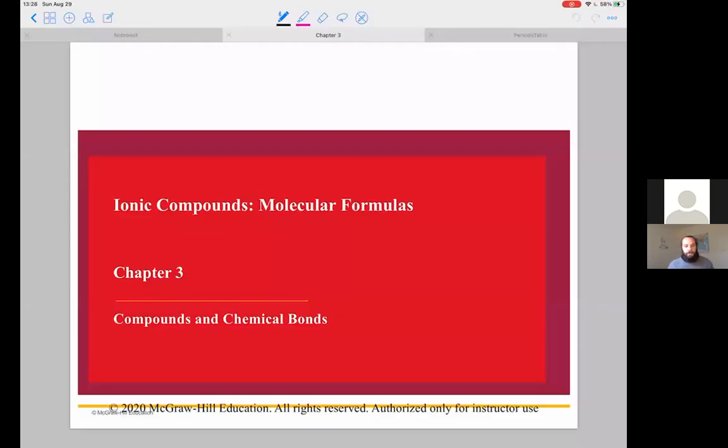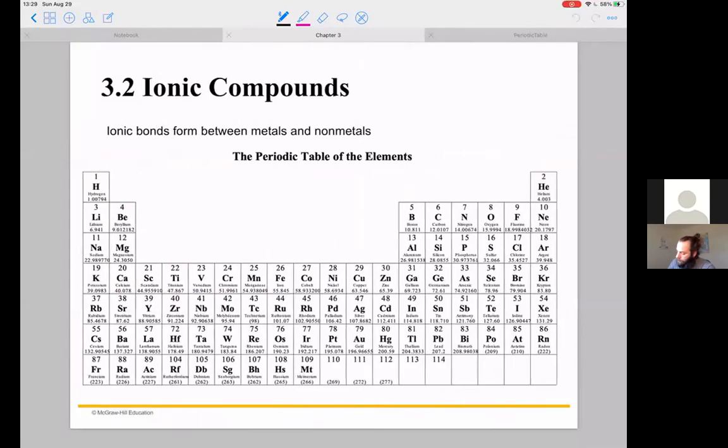All right, so now we get to get into some fun stuff here, and this is talking about compounds and their bonds. Specifically, we're going to focus on ionic compounds, okay? Ionic compounds take place between metals and nonmetals.